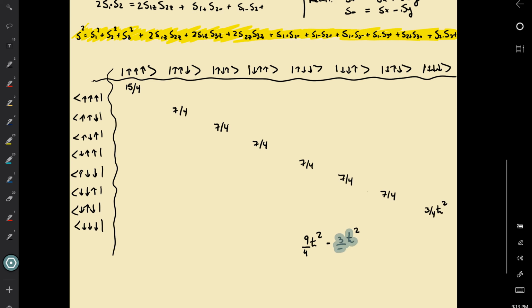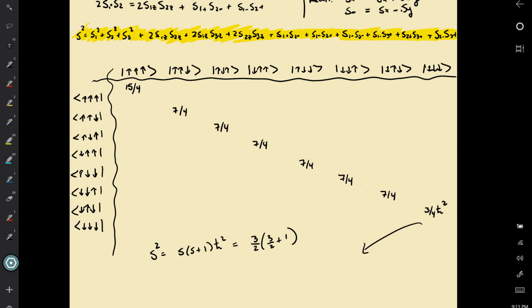Okay, we've got our diagonal terms. Let's just look at the first and last, and we'll see, like 15 over 4, you'll recognize that, remember for spin squared, that's going to be s times s plus 1 h bar squared. So in this case, 15 over 4 can actually be written as 3/2 times 3/2 plus 1. And then similarly over here, this can be written as 1/2 times 1/2 plus 1. So these ones look pretty good so far. They seem to obey that.